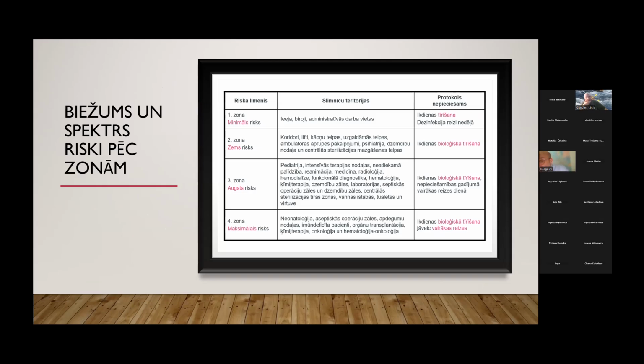So what do we put in the different zones? Zone 1 will be like the administrative area, where there is not such a big risk of cross transmission. Then zone 2 will be the low risk. It could be some corridor, some stairwell where you need a daily cleaning. Zone 3, the high risk, will be maybe in pediatric or other areas. Zone 4 will be somewhere where you have the big risk.